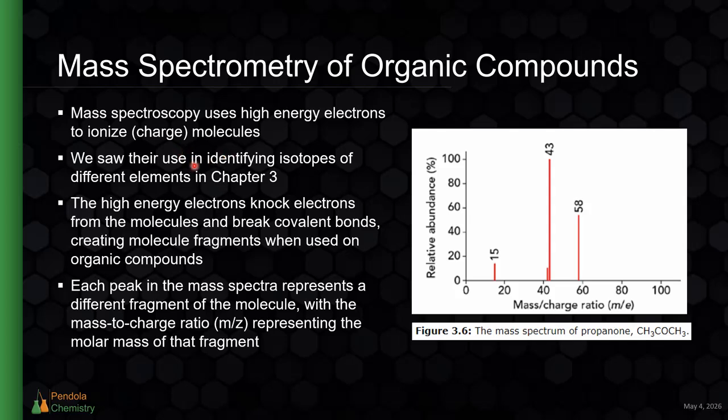on an organic compound. When we fire high energy electrons at an organic compound, we end up breaking the covalent bonds in an organic compound apart. We use high energy electrons because when we do this, it will knock off an electron from the molecules, creating positively charged particles. So what essentially happens during mass spectra?